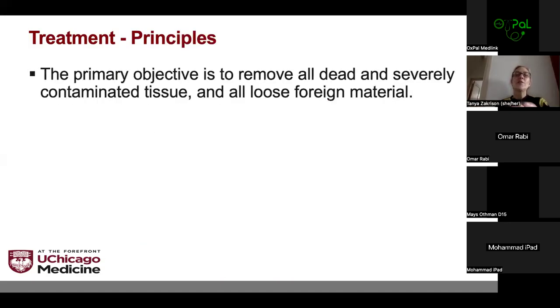And also any loose foreign material. That's important, whether it's foreign because it's a foreign body, like any metal or debris, rocks or dirt. I want to remove that. The other thing that might happen is I might want to remove any loose bones or any tissue that is no longer viable.